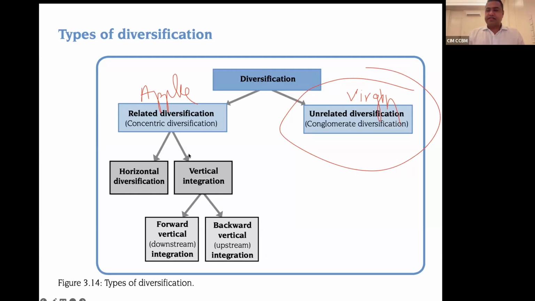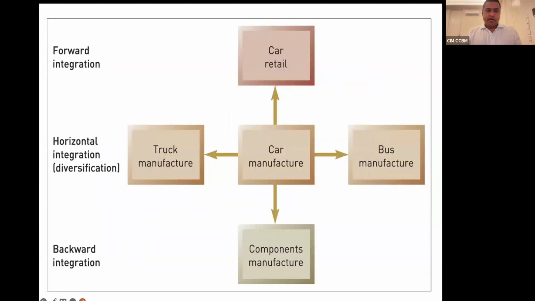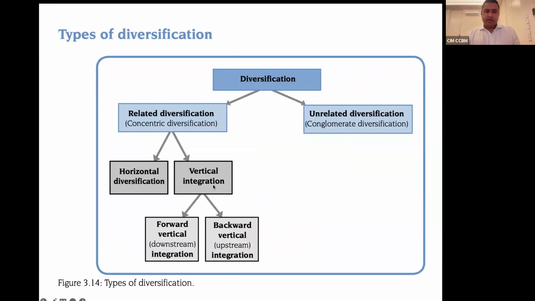Now, related diversification can go into two types: horizontal diversification and vertical diversification, also known as vertical integration. And vertical integration can be forward vertical and backward vertical. Now, I'll give you an example to understand this: horizontal and vertical, forward and backward.